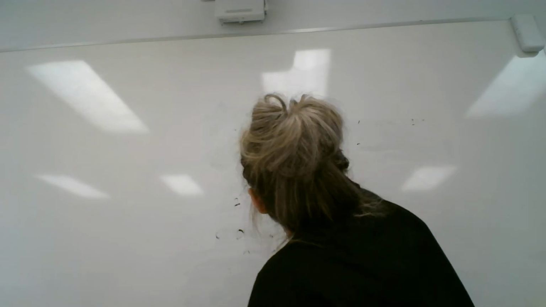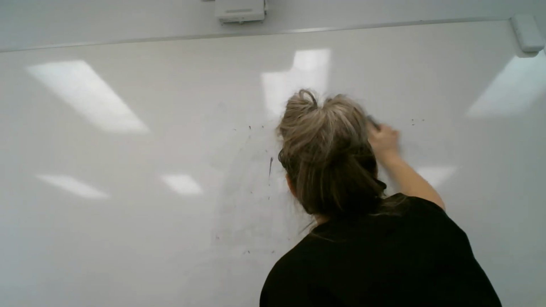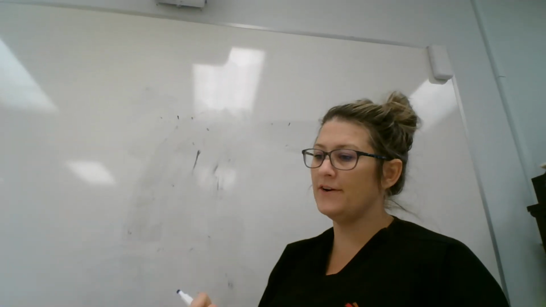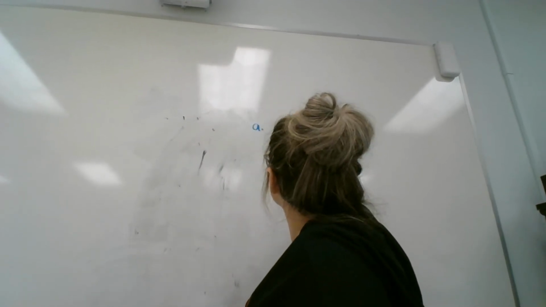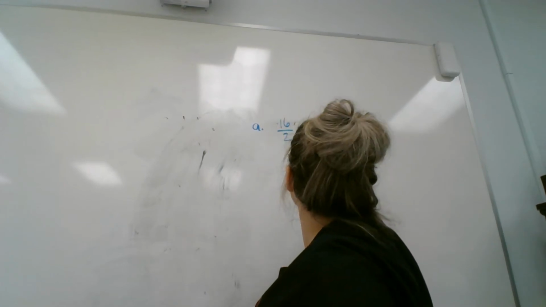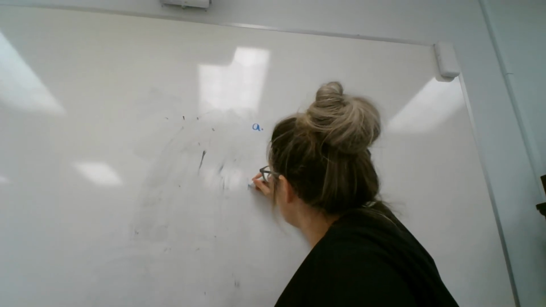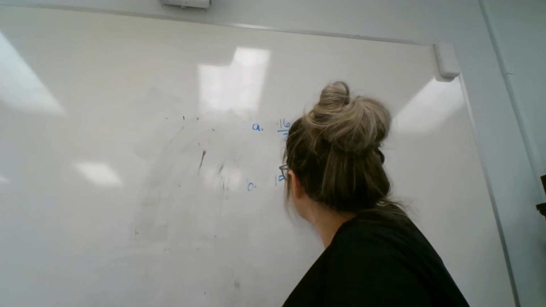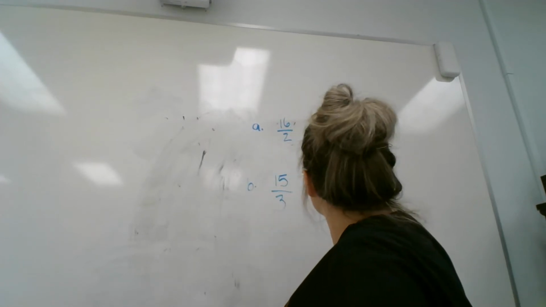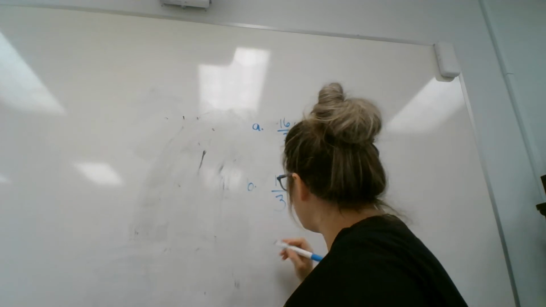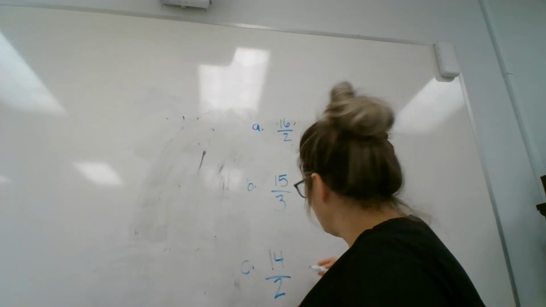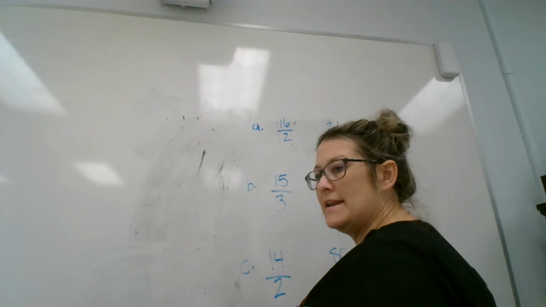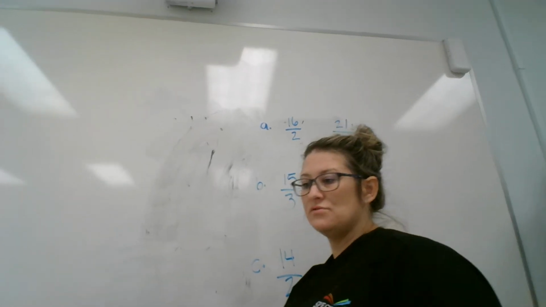These markers do not erase very well. All right, so A looks like this: 16 over 2 and 21 over 3. That's A. Let me do B: 15 over 3 and 30 over 5. And C: 14 over 2 and 80 over 10. I'll have you do D on your own probably.